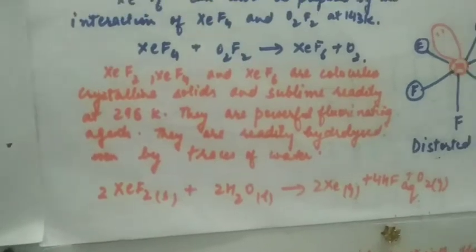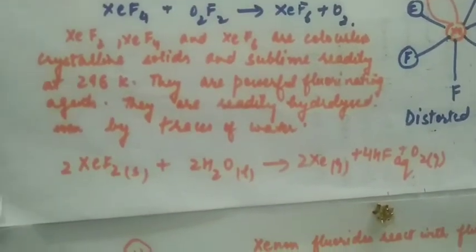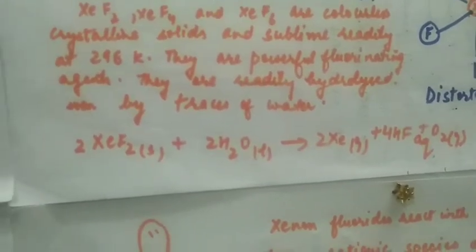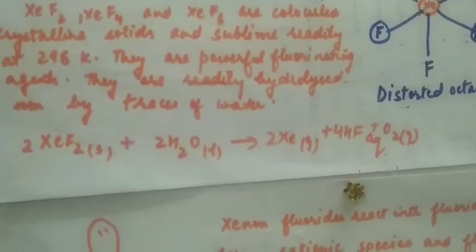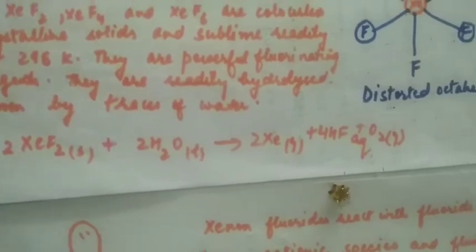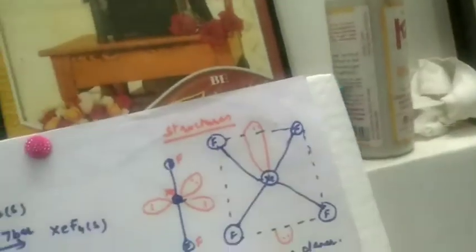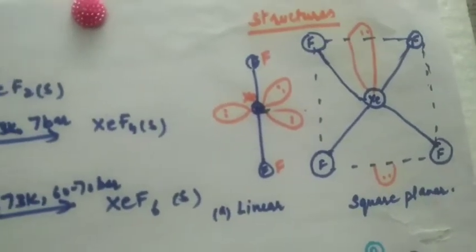Xenon difluoride, tetrafluoride and hexafluoride are colorless crystalline solids and sublime readily at 296 Kelvin. They are powerful fluorinating agents. They are readily hydrolyzed by traces of water. For example, xenon difluoride plus water will form xenon plus HF plus oxygen. The structures: xenon difluoride is linear.